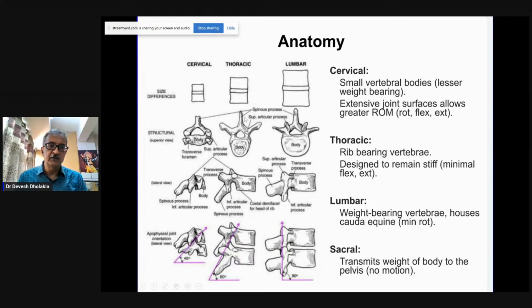This is the front part of the vertebral body. This is the back side of the vertebral body. And the middle part is this hollow structure, which houses and protects the important structure called the spinal cord and the spinal nerves which emit from it.